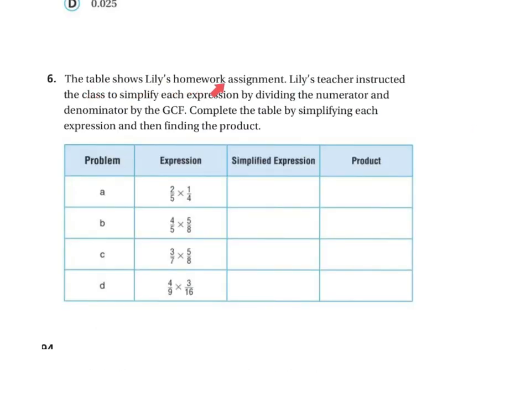This table shows Lily's homework assignment. Lily's teacher instructed the class to simplify each expression by dividing the numerator and denominator by the greatest common factor. Complete the table by simplifying each expression and then finding the product.